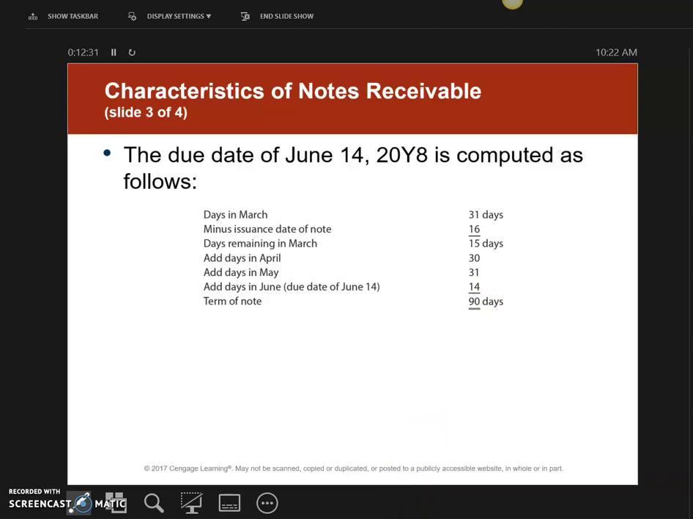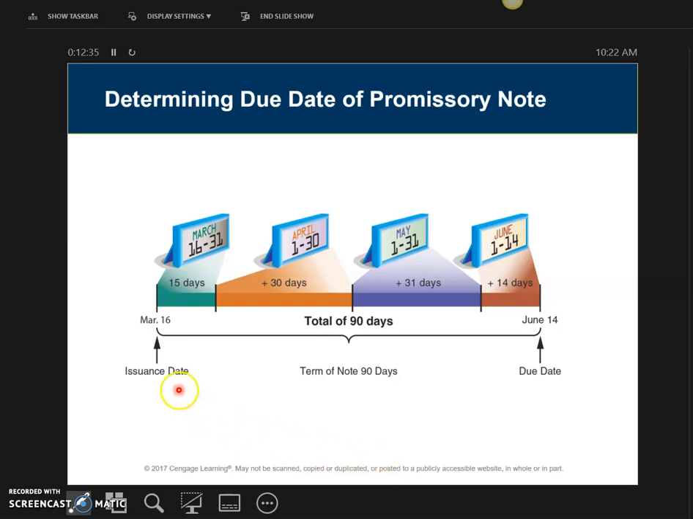This is going to be difficult for some of you, but once you get it, you'll understand it. So here's an example. Basically, I need 90 days from March 16th, and I do not include the day I signed the note. It starts counting the next day. Okay, so knowing what the due date is is important.